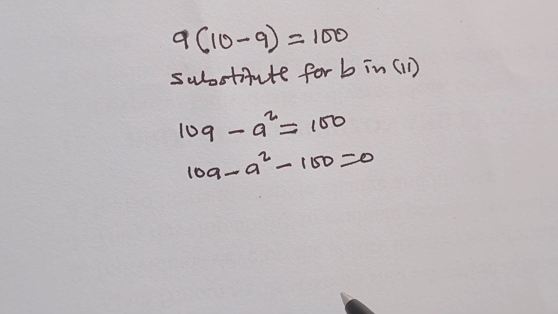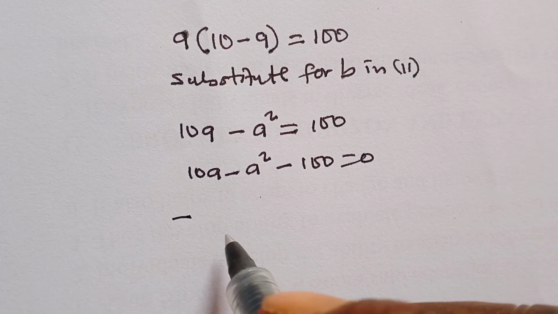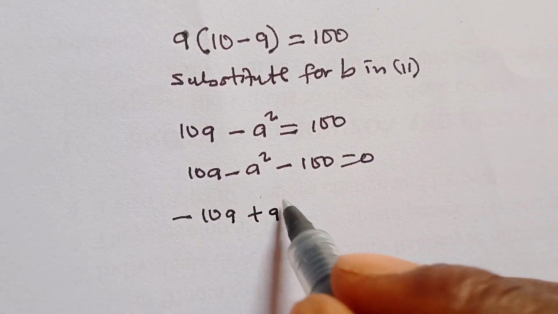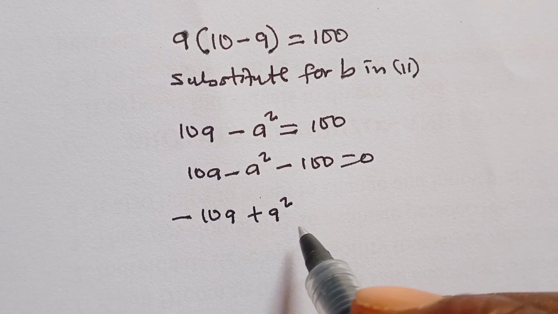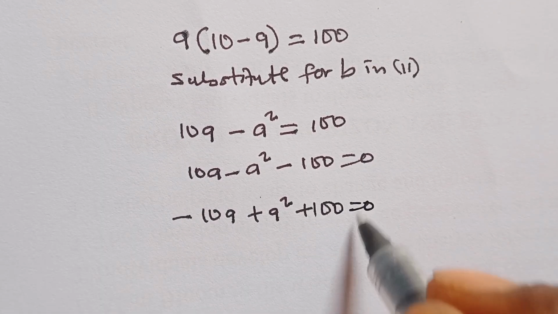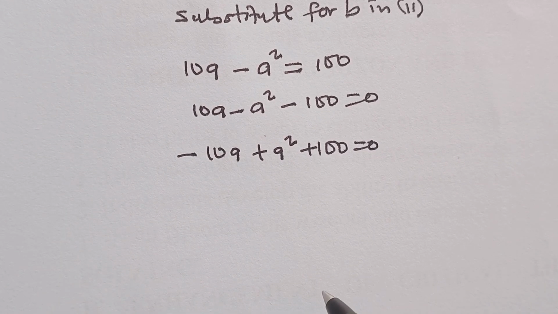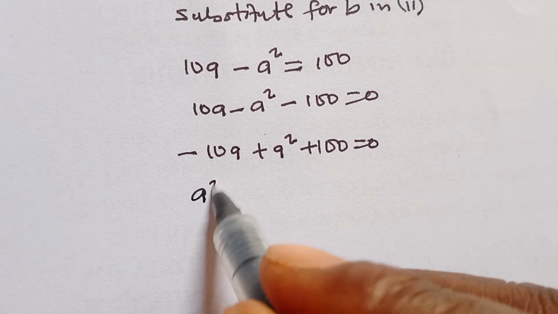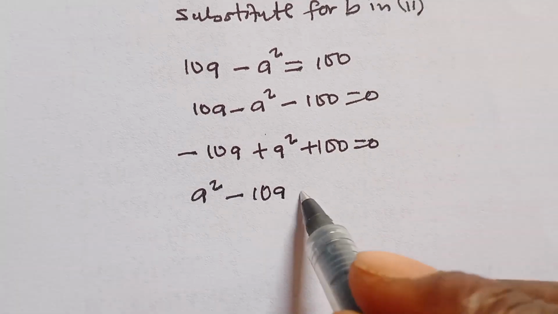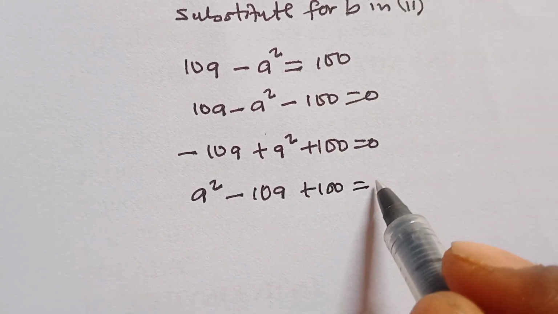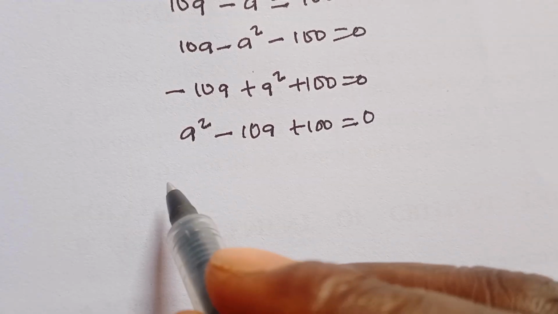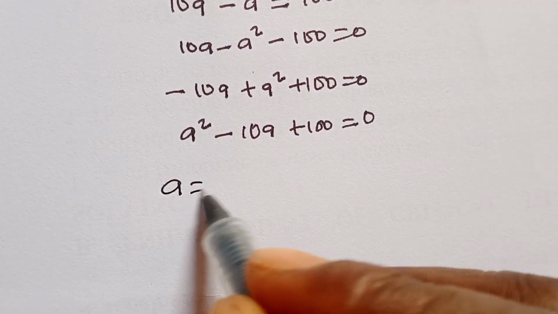So I want to rearrange this to give me a proper quadratic equation. So I can simply say I have minus 10a plus a squared plus 100 equal to 0 when I multiply it through by negative. So when I rearrange this equation, I will be having a squared minus 10a plus 100 equal to 0.